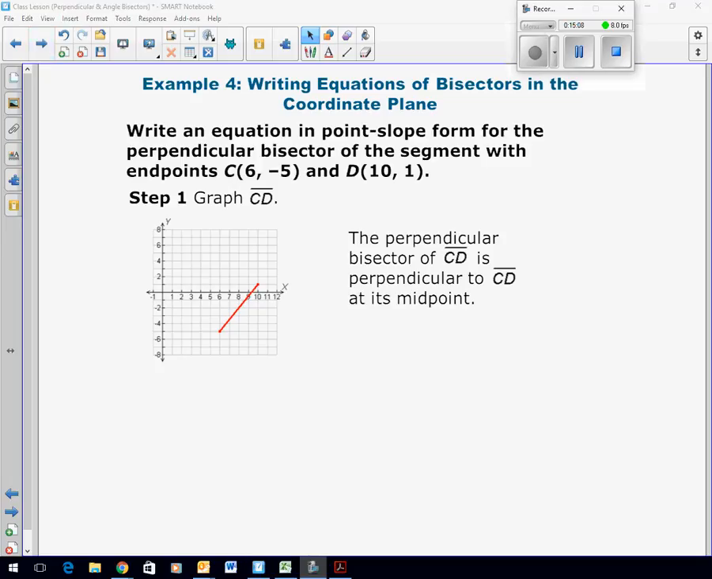This problem asks me to do the following. It says, write an equation in point-slope form for the perpendicular bisector of the segment with endpoints of C at 6, -5, and D at 10, 1. Right? What is point-slope form? The midpoints. No, it's like the points of whether or not they're positive slope or negative slope. Right? Point-slope form, Faith.